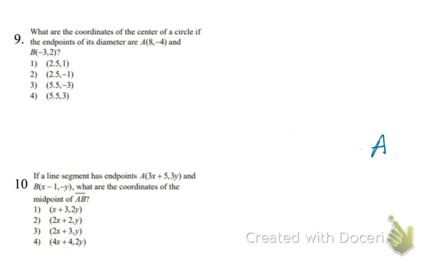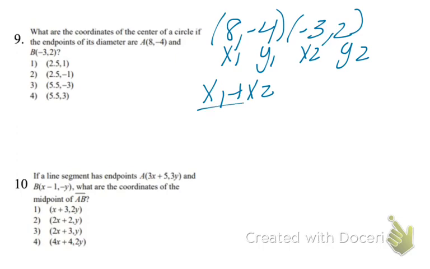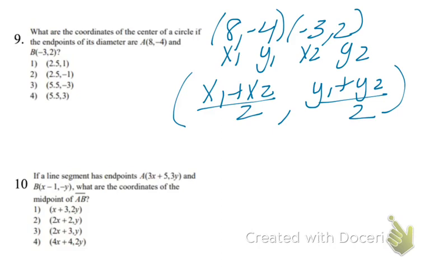Okay, so we're going to do what we did before. We're going to write our 2 points. Label them. Write the midpoint formula. And then substitute. So for our x's, we have an 8 and a -3. And for our y's, we have a -4 and a 2.